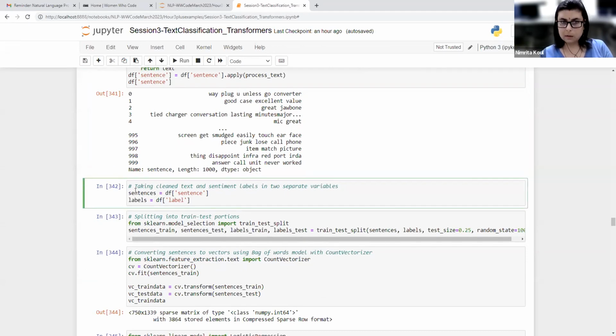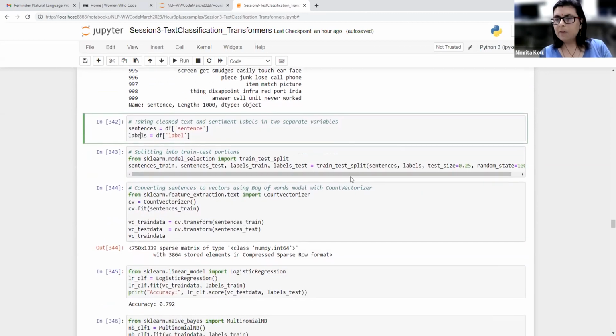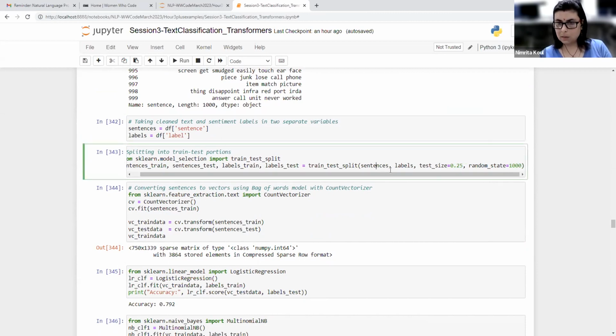I have taken the sentences column in a different variable called sentences, and the label or score or sentiment column in a variable called labels. Then we do a train test split. In sklearn, there's a train_test_split function which divides both the features and the labels into training and test portions. You can specify what portion you want in the test data, what portion you want in the training data, and so on. So sentences contain all the text, labels contain all the labels which are already present in the data.